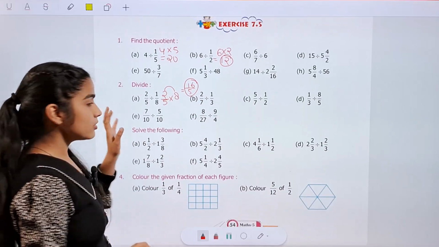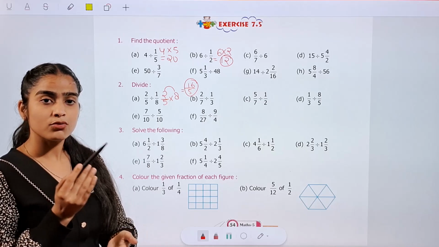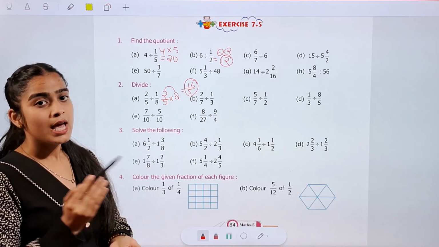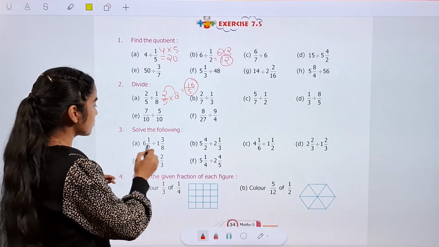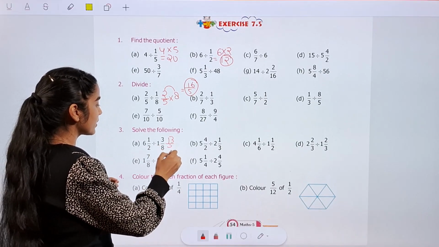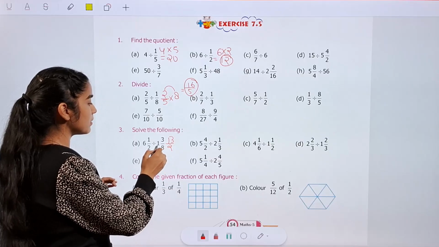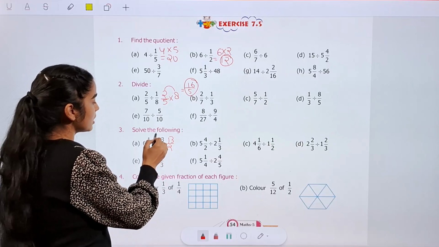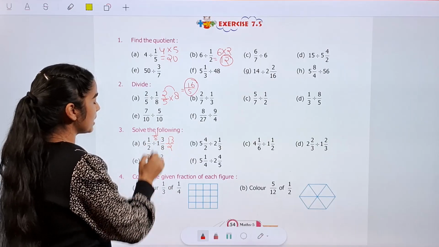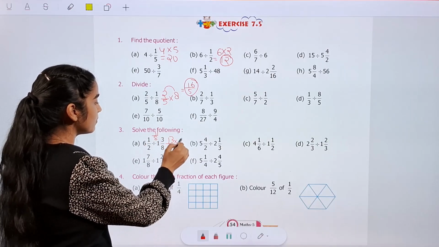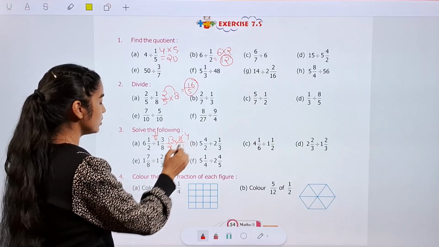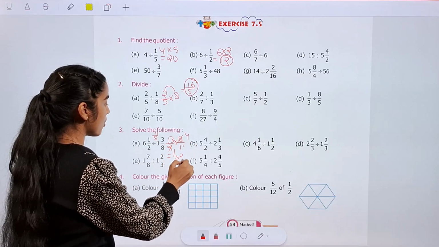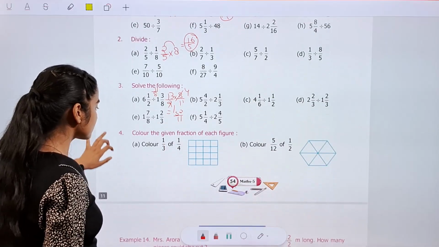Solve the following. So you have mixed fractions. First you have to convert it into the improper fraction and then you apply the division process here. 6 2s are 12. 12 plus 1 is 13 by 12. Now the division part, 8 multiplied by 1, 8 plus 3. So your improper fraction will be 11 by 8. The reciprocal of 11 by 8 is 8 by 11. So 13 4s are 52 upon 11. This is your end product.